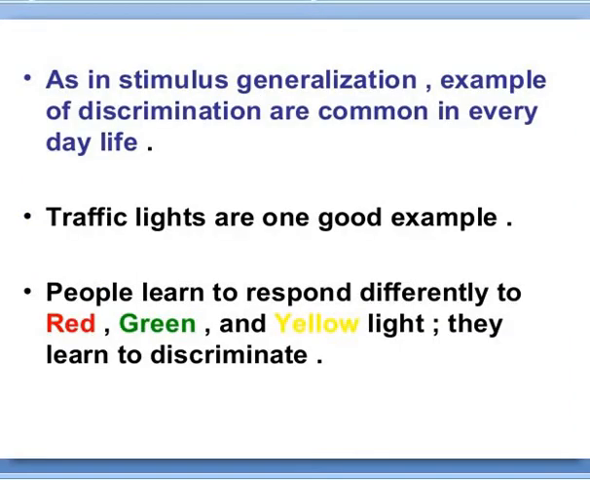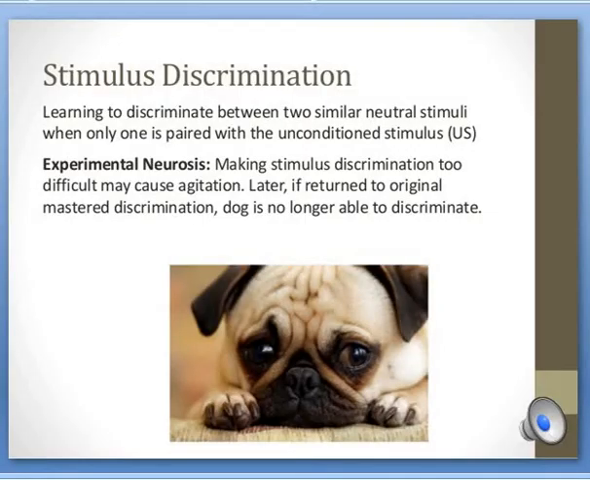As in stimulus generalization, examples of discrimination are common in everyday life. Traffic lights are one good example. People learn to respond differently to red, green and yellow light. They learn to discriminate. In stimulus discrimination, the organism learns to discriminate between two similar neutral stimuli when only one is paired with the unconditioned stimulus. In experimental neurosis, making stimulus discrimination too difficult may cause hesitation. Later, if returned to the original easier discrimination, the dog is no longer able to discriminate. So, this is an example of discrimination.